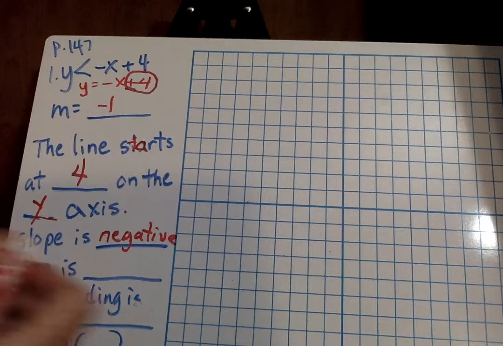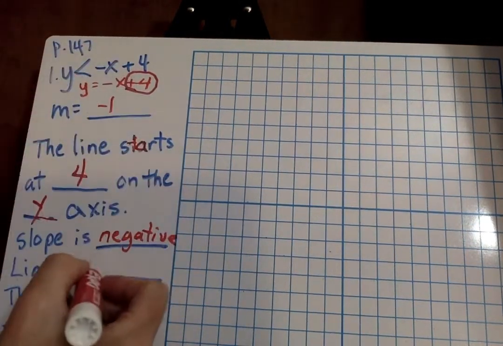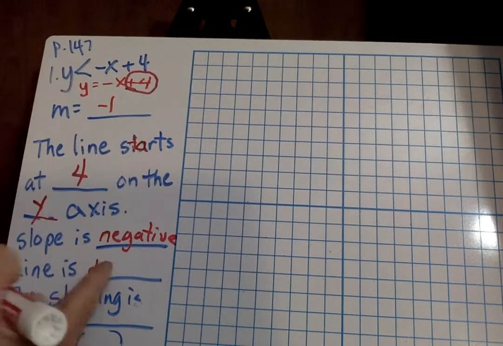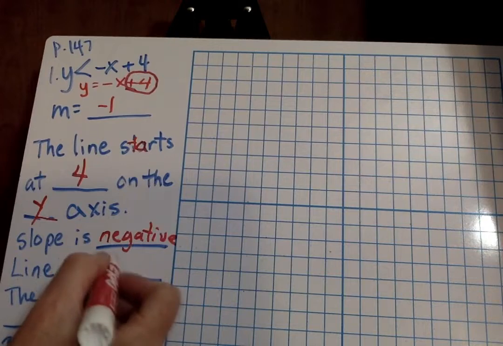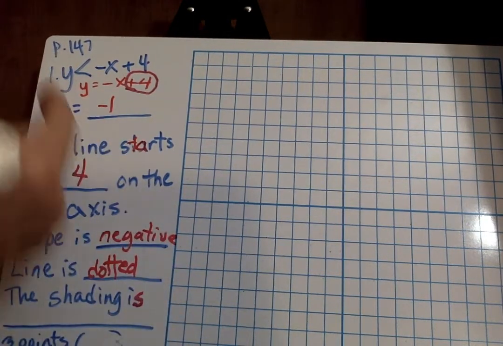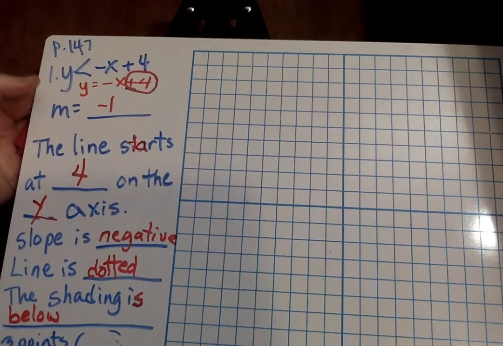The line is dotted or solid? It's less than, so it's not less than or equal to, so less ink here means less ink over here. So the line is dotted. The shading is, if it's less than, below, shading below and to the left of the line. Okay? All right. So let's graph y equals -x plus 4.